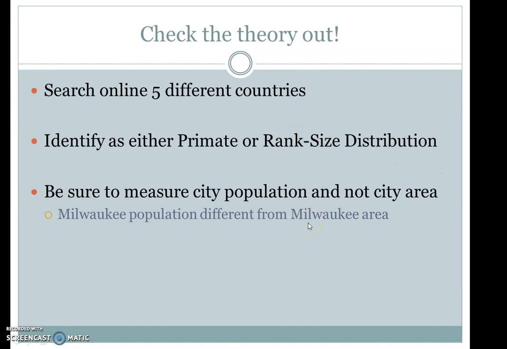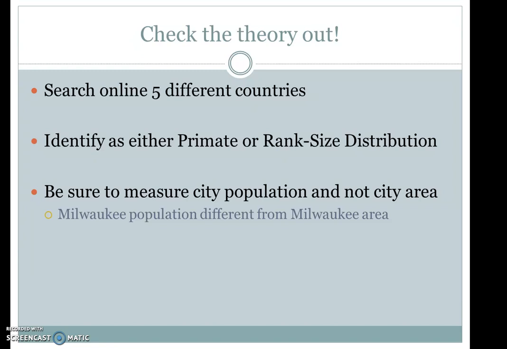So your homework assignment to go along with this: there's a worksheet on Schoology that you can print off. Essentially you are going to search online and look up city populations for 5 different countries. You want to identify if that country has either the primate city rule or the rank size distribution taking place. So here's your reminder: make sure to measure the city population and not the city area. You'll get different numbers and that'll throw off your results.